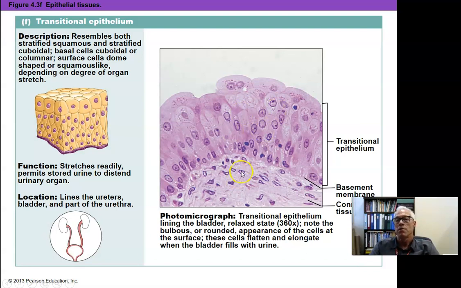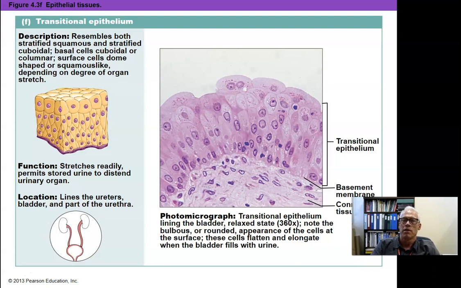The point of this epithelium is to allow the bladder to expand, and when it's empty it occupies very little volume, but as the urine begins to accumulate, the kidneys never stop making urine, the bladder expands greatly. And the epithelium that lines the bladder and the ureters, the tubes that carry urine to the bladder, need to be able to expand along with that muscular container, that muscular hollow organ.